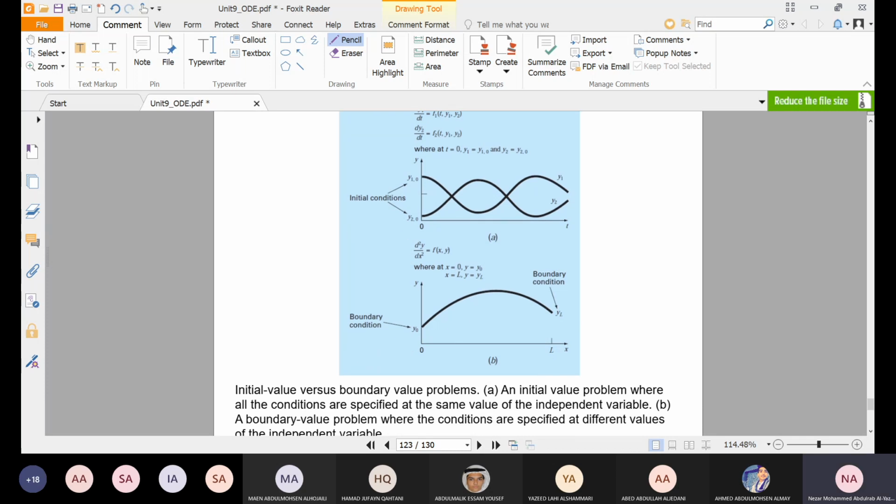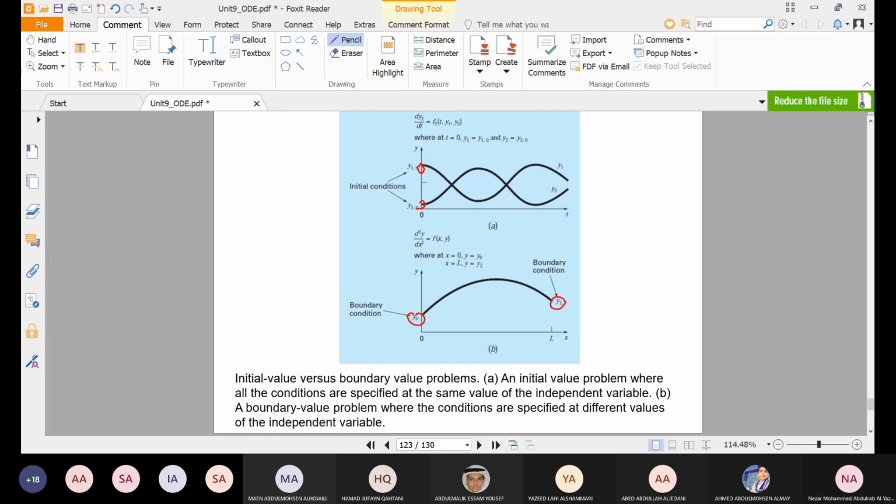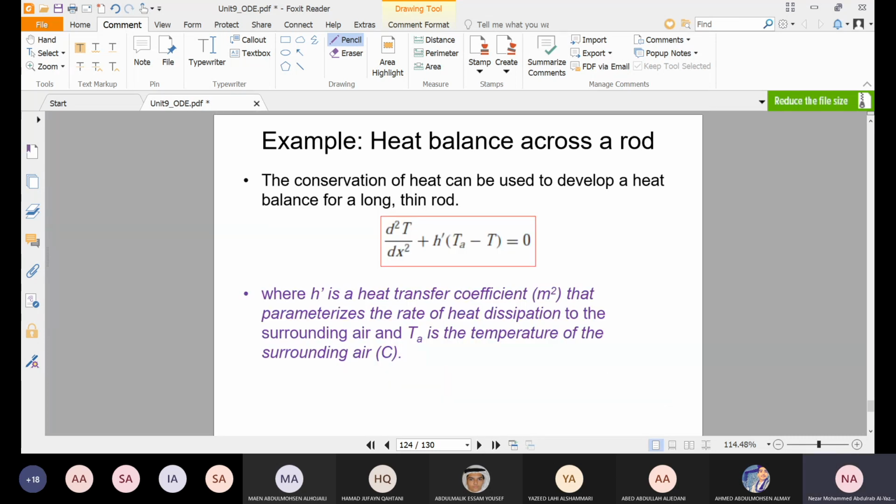This graph represents the difference in the starting initial condition or auxiliary condition. You can see that in the initial condition we start from the same point for both functions, and here we start from two different points. We have y at 0 and we have y at L. This sort of problem we call boundary value problems, or BVP for short.